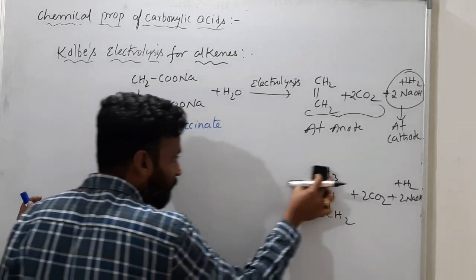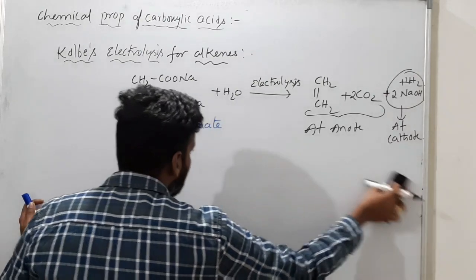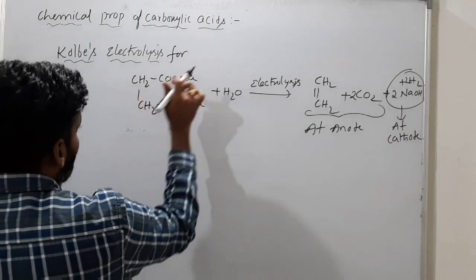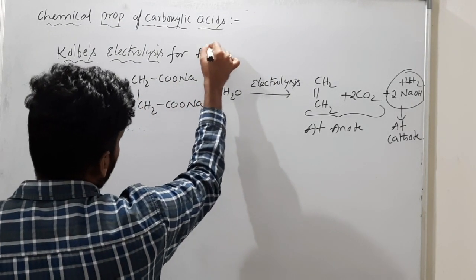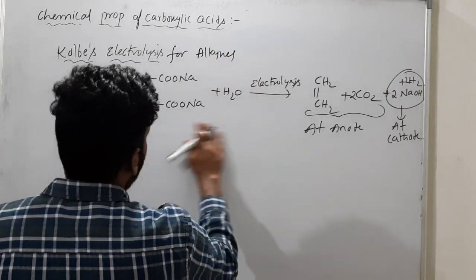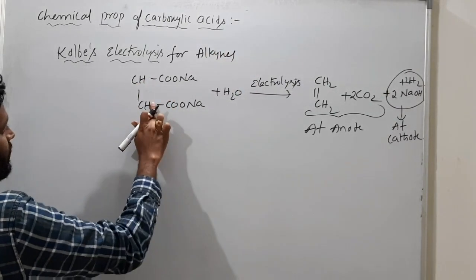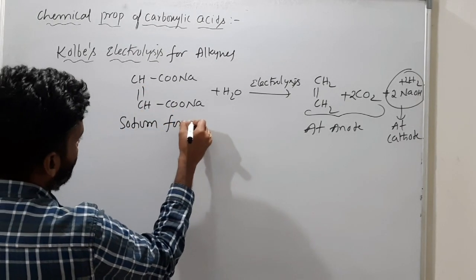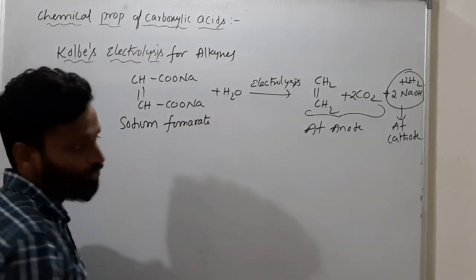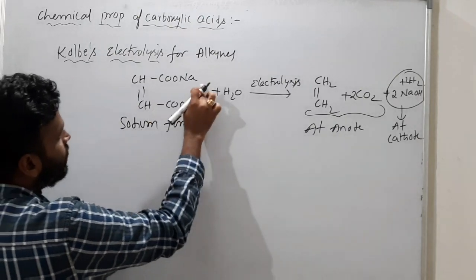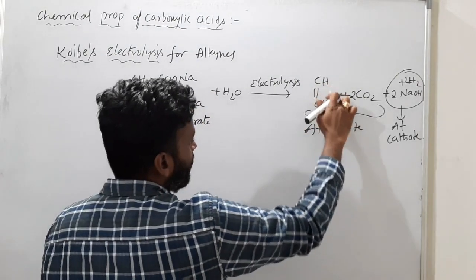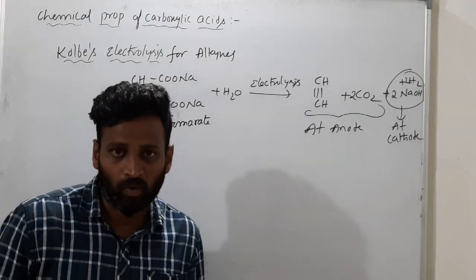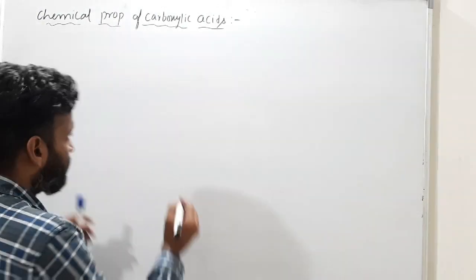This is very, very important, please write it down. If you want an alkyne, you have to consider a double bond here. So for alkyne preparation, you have this CH and CH. What is this? Sodium fumarate. On electrolysis, same story, COONa is removed and a triple bond is put here. That's it. That means you have an alkyne at the anode.